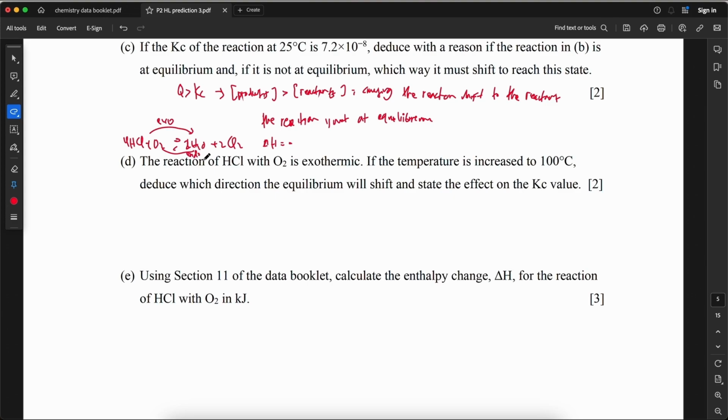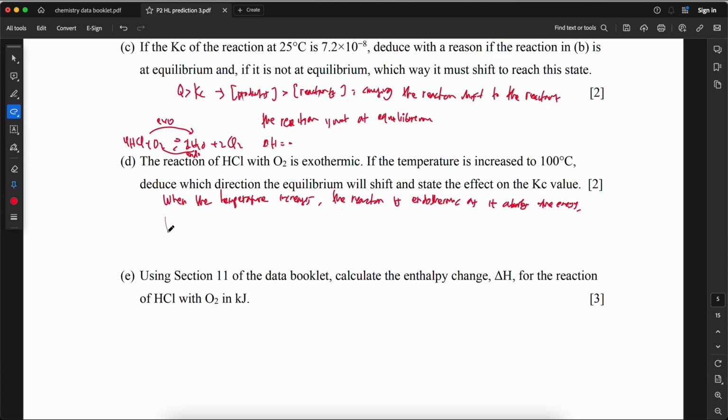So this way forward will be exo because it's negative, and then this will be endothermic. Okay, so when the temperature increases, the reaction is endothermic as it absorbs the energy. Okay, so when the temperature increases, it will absorb the energy, right? So it is an endothermic. So the reaction will favor endothermic.